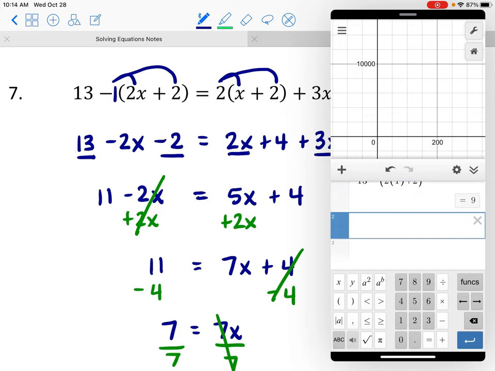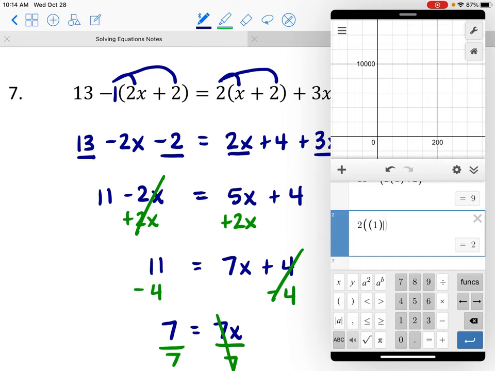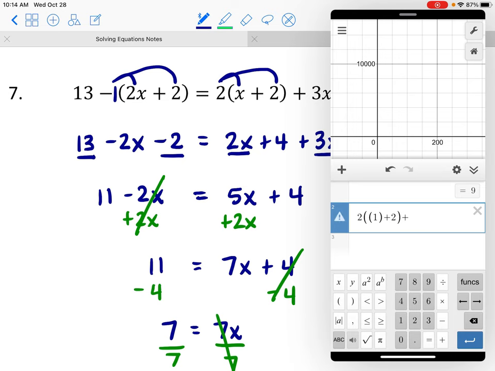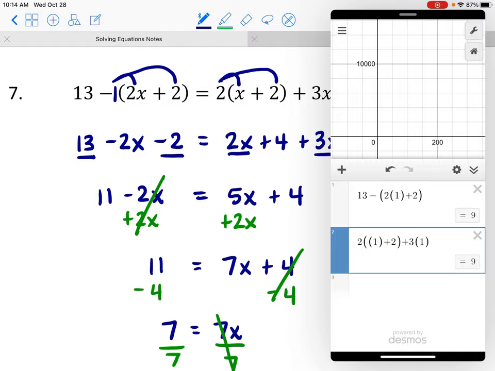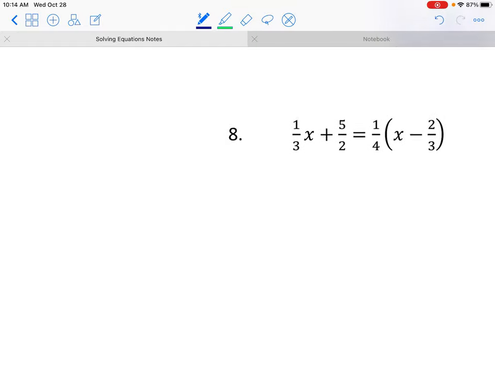And now on the other side, we've got 2 parentheses. My replacement of my variable is 1 plus 2. Close that up. And then plus, I still have a 3x there, so 3, and then replace with 1, and boom. So I plugged into the left side and got 9. I plugged into the right side and got 9, which means those two got to be the same. Okay? So I used the calculator to verify.